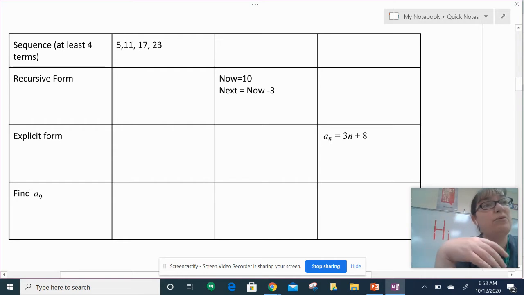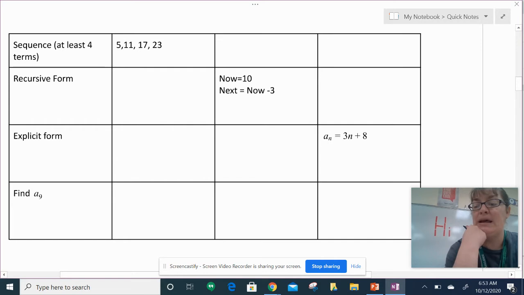If you feel like you're comfortable with this, you may skip the rest of the examples after this sheet and get to work on your homework. If you're still a little confused, then I would invite you to stick around for a few more of those examples. All right, so in this case, the first thing they give me is a sequence.